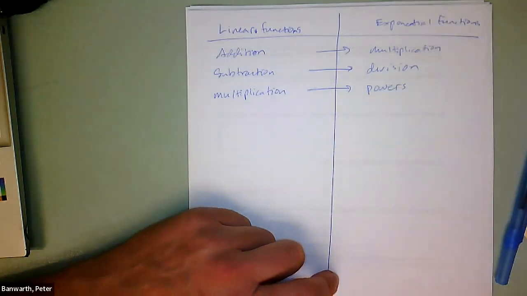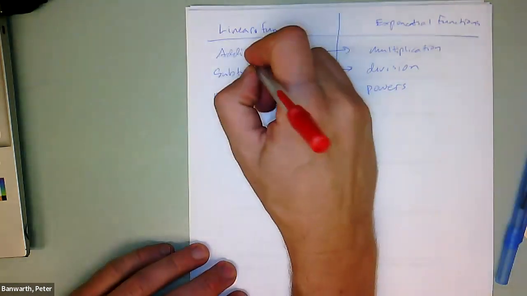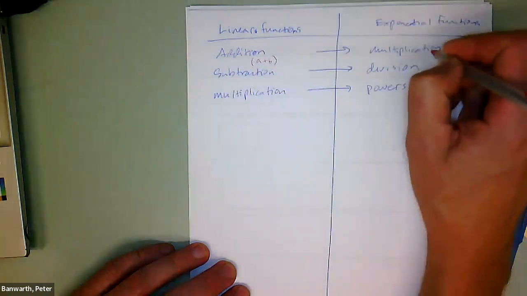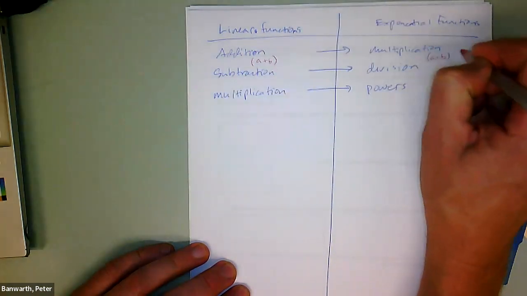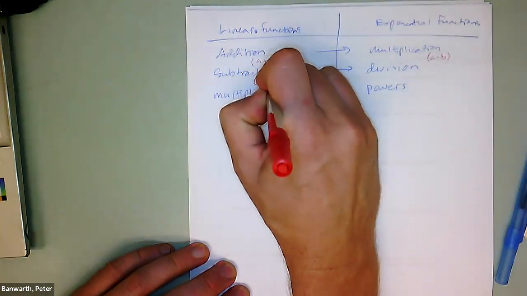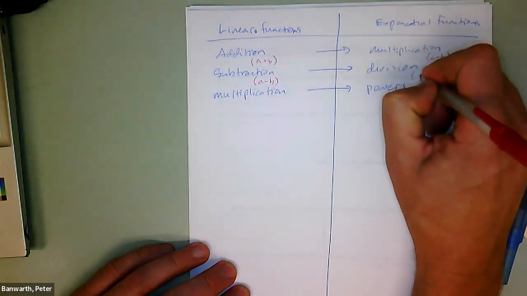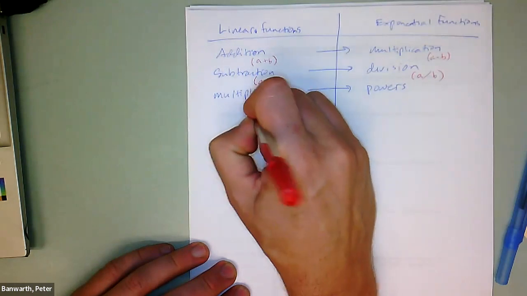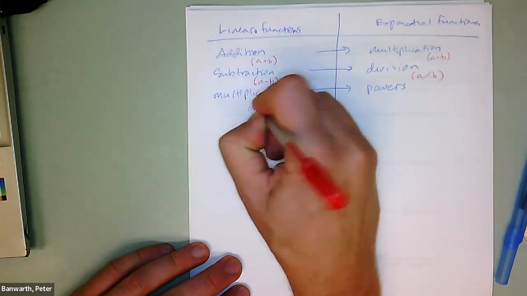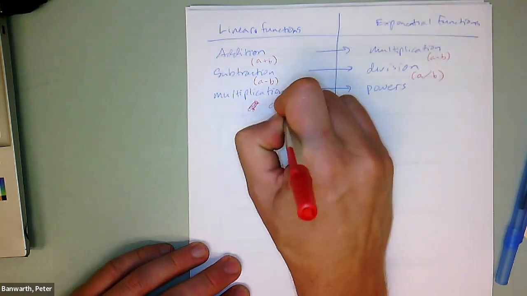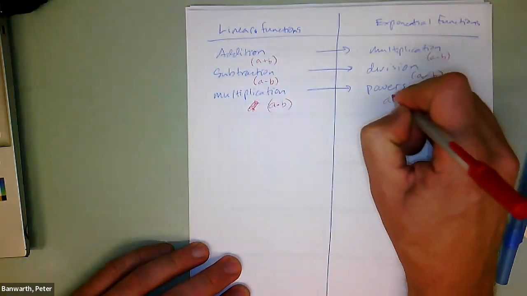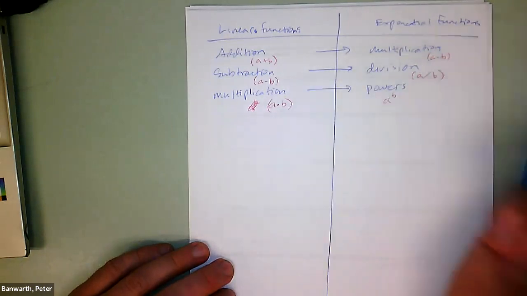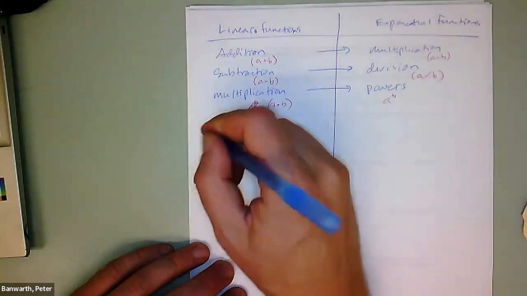Just as an example: let's say a plus b, this is a times b. This is a minus b, this is a divided by b. This is a times b, and this is a raised to the b. Technically, it could also be b raised to the a.